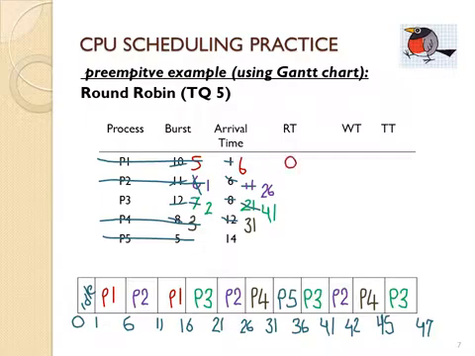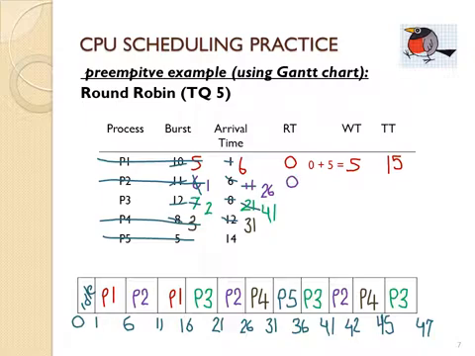So P1 arrived at time 0 and will therefore have a response time of 0. P2 arrived at time 6 and will have a response time. Oh, I did the total time. Sorry. P1 arrived at time 1 and finished at time 16, so it has a turnaround time of 15 time units. And it has a wait time of 5 time units because it was active in the system for a total of 15 time units, 5 of those time units waiting and 10 of those time units on the CPU.